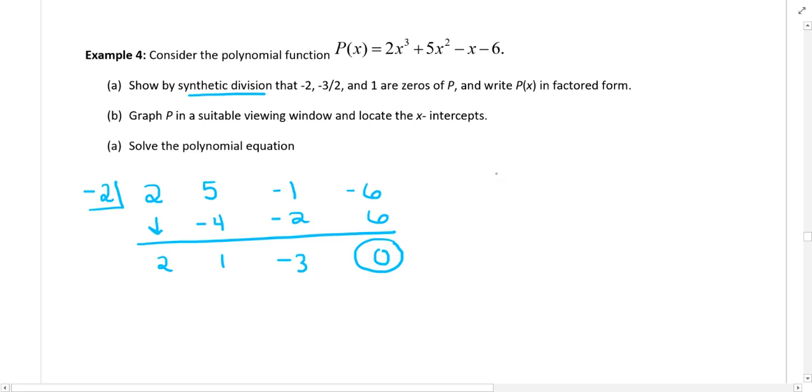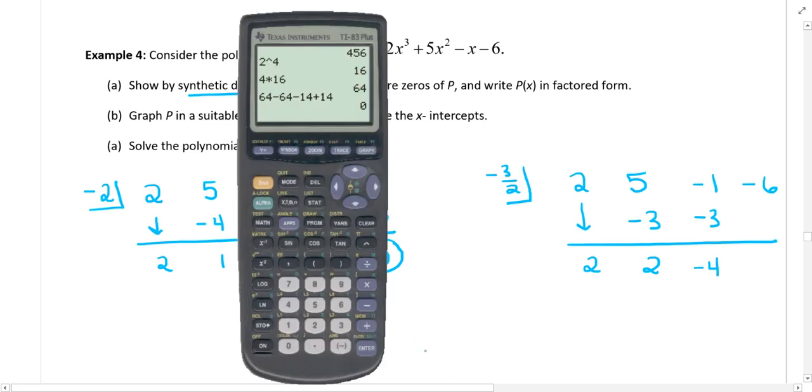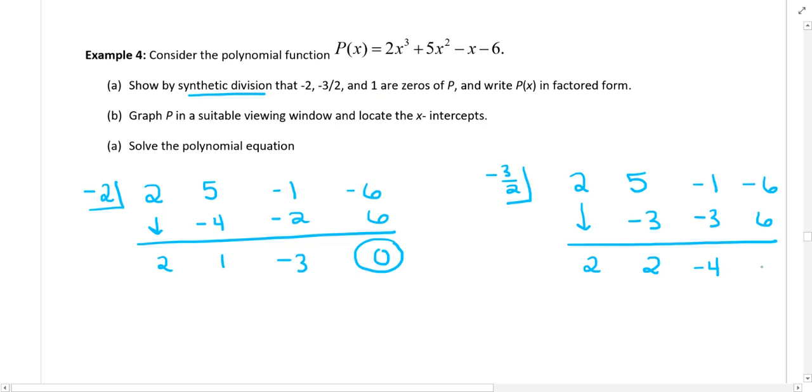We'll do it again with -3/2. So we have a 2, 5, -1, -6. We'll bring down the 2. 2 times -3/2 is -3. 5 minus 3 is 2. Again, 2 times -3/2 is -3. This gives us a -4. And -4 times -3/2 is going to give us a positive 6. We get positive 6 there, and 0. So we get 0 again as a remainder, which shows that these are zeros.